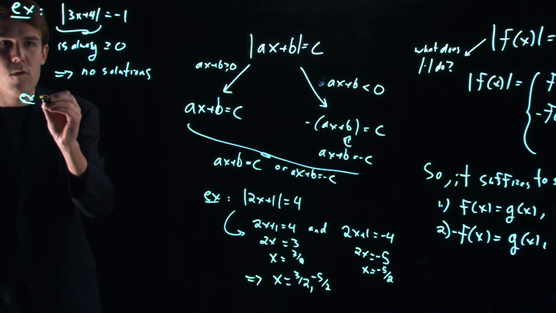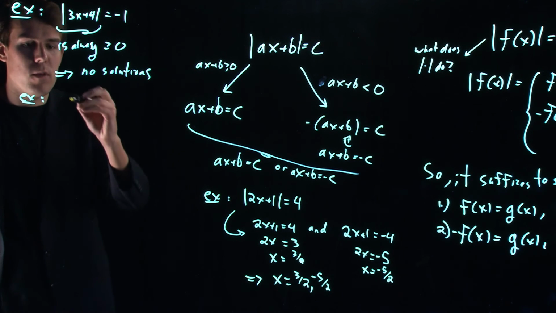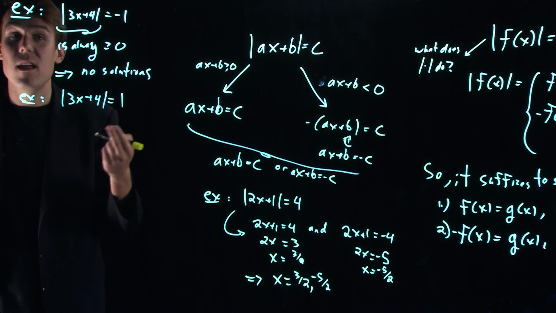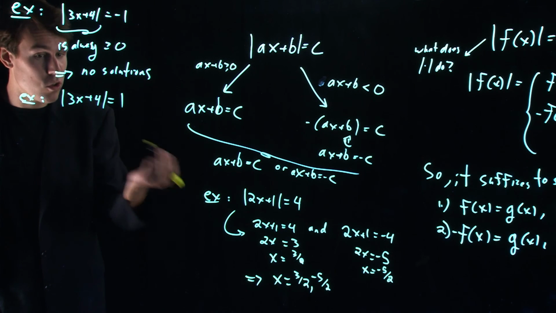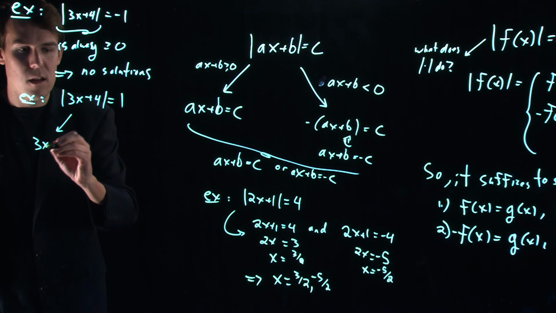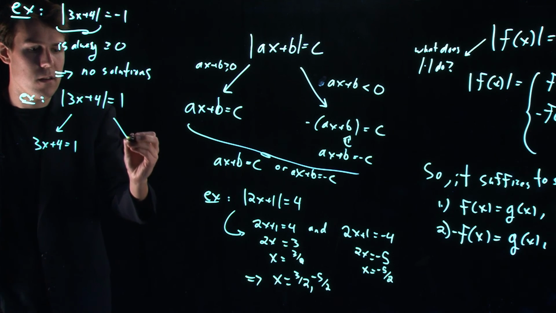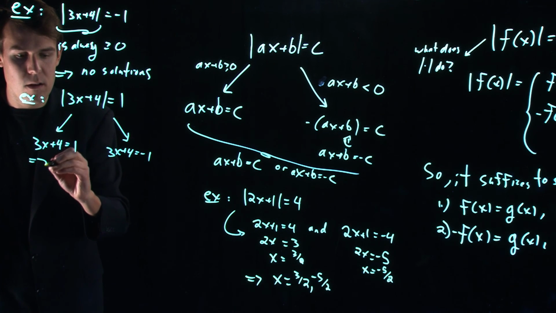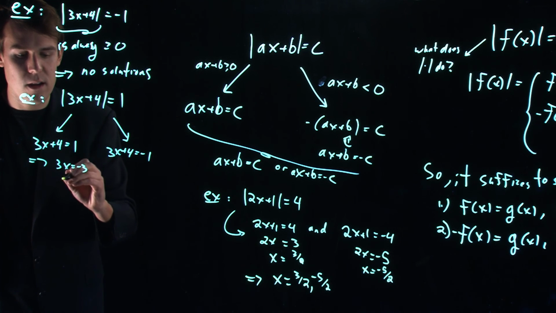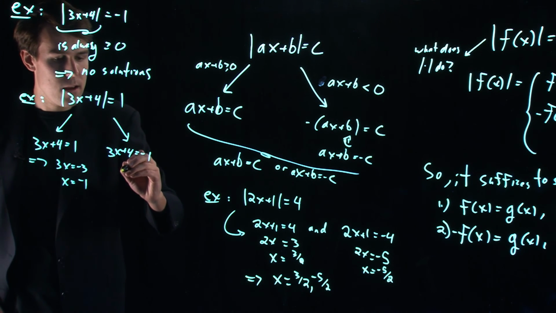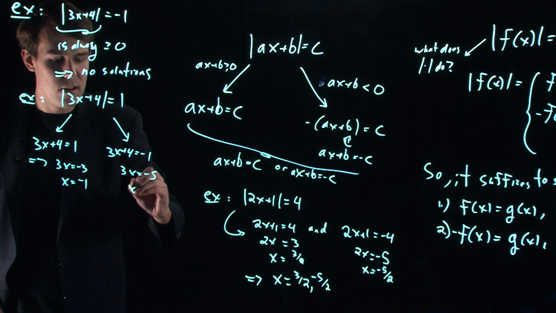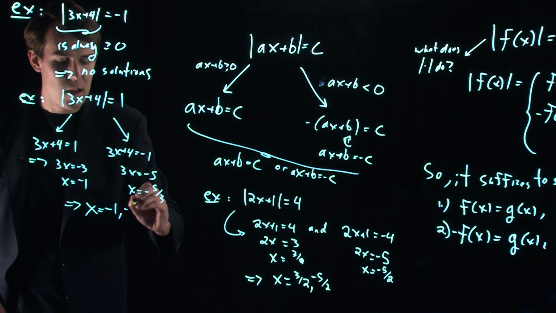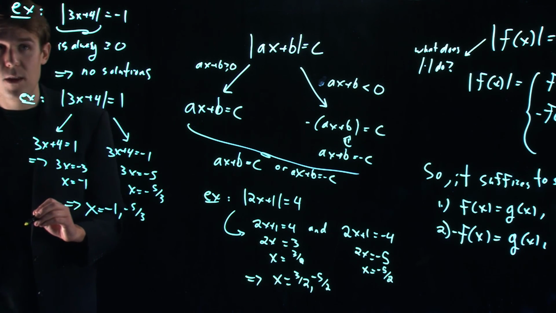So let's do one more question that actually may have a solution. We can look at absolute value of 3x plus 4 equals positive 1. Absolute value can give you a value of 1, so this makes sense. So we split. 3x plus 4 equals 1. 3x plus 4 equals minus 1. So here I get 3x equals negative 3. So x equals negative 1. Here I get 3x equals negative 5. So x equals negative 5/3. So I conclude again that there are two solutions, minus 1 and minus 5/3.